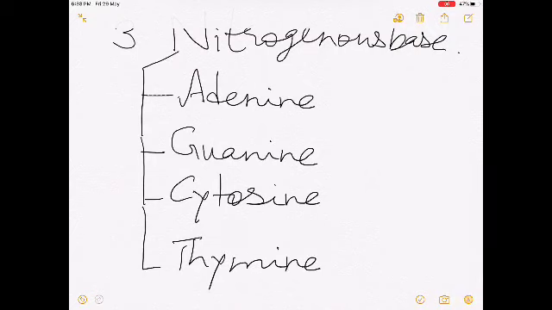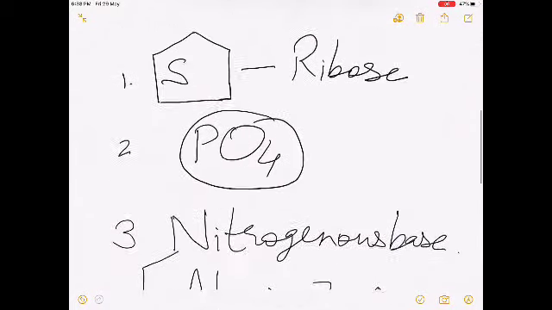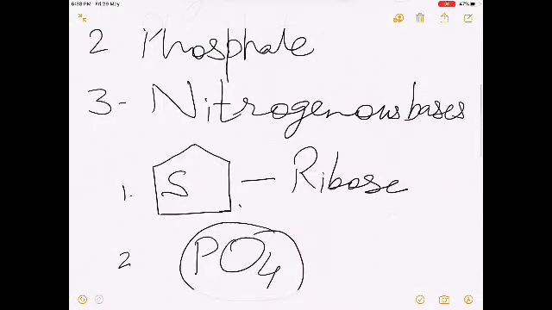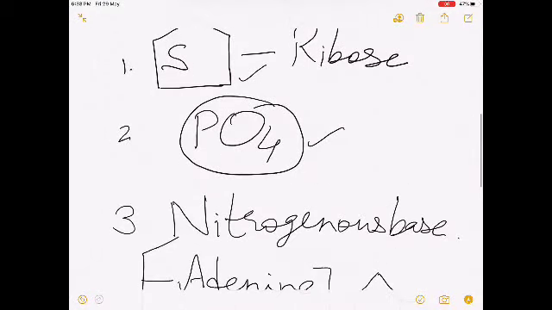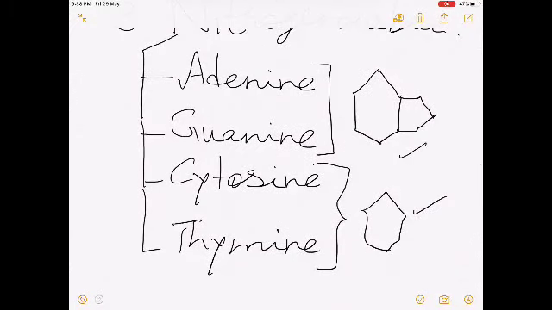Students, these nitrogenous bases also have specific structures. Adenine and guanine have a 9-ring structure like this, and cytosine and thymine have a 6-ring structure. So when all these structures, ribose sugar, phosphate, and these nitrogenous bases, are combined together, they form one strand of DNA.